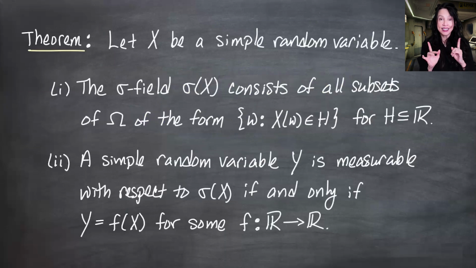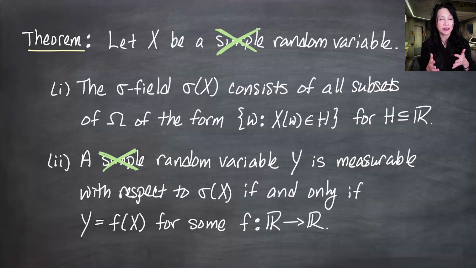But this is the theorem we had back then. So back when we had simple random variables, we saw that we could characterize the sigma field generated by X as the inverse image of sets of all subsets of R. We also saw that any simple random variable Y is measurable with respect to the sigma field generated by X if and only if there's some map from R to R such that Y can be represented as f of X. So today, I want to take away simple.